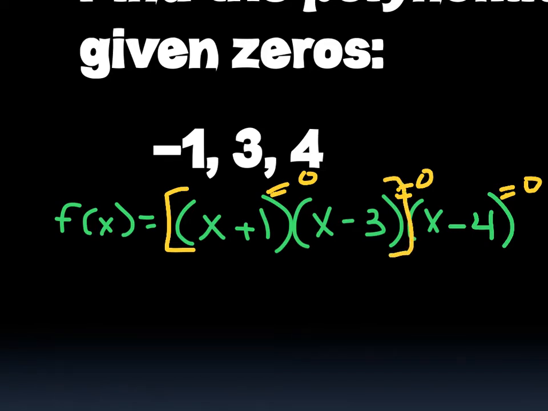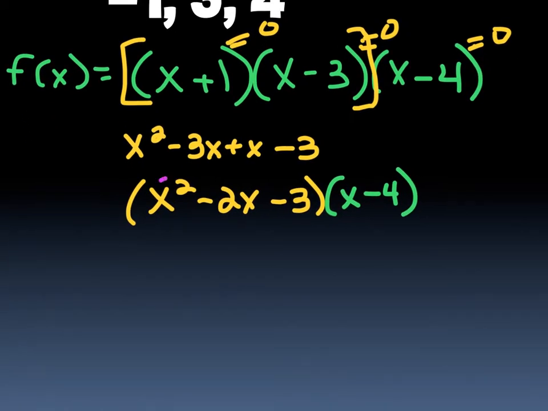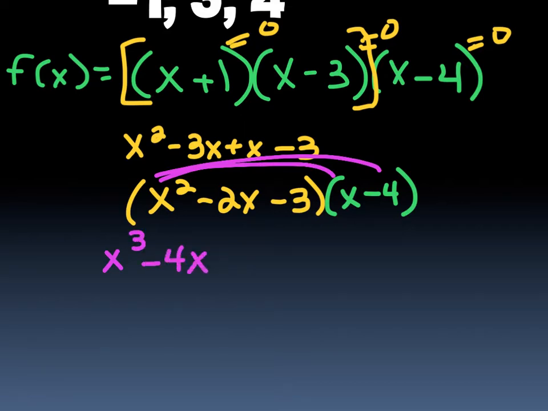I'm going to multiply the first two together. x squared minus 3x plus x minus 3. Combine the like terms there. x squared minus 2x minus 3. And then I've got to take that and multiply it times x minus 4. So my first term's going to go to both of these. x squared times x is x to the third. x squared times negative 4 is negative 4x squared.